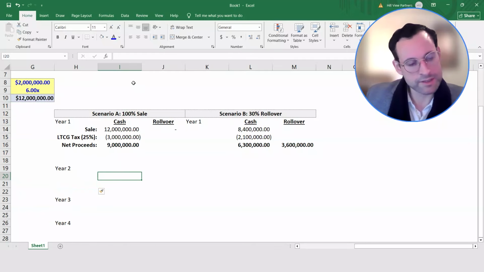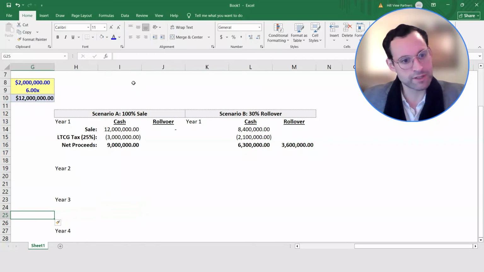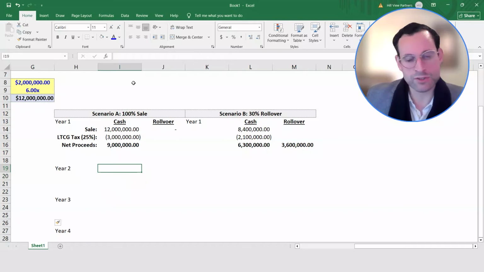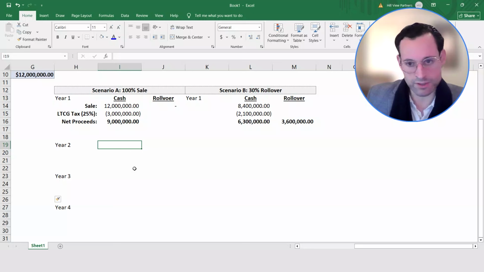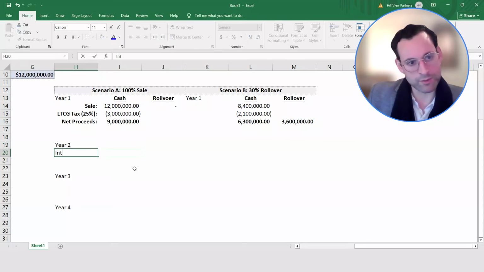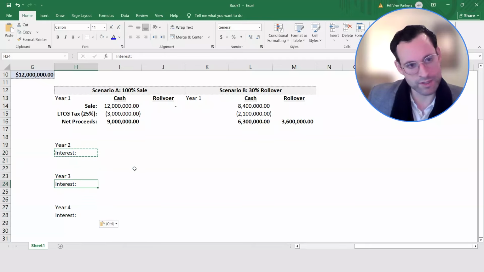And say, okay, so let's just do all of scenario A first to kind of clear through the numbers. In scenario A, you have $9 million. Let's assume you invest all of that $9 million and it compounds at a rate of 7%, which is kind of like the average of the broader stock market, the S&P, over the last 100 years. So it's a good kind of metric to utilize. So now let's label it interest. We're going to have basically the same thing for each of these 3 years here.